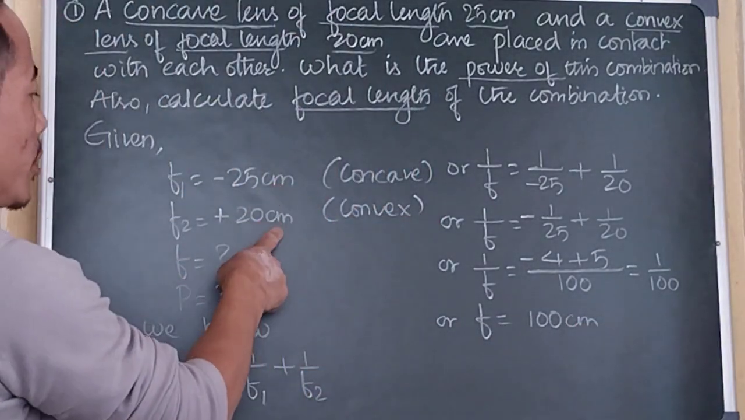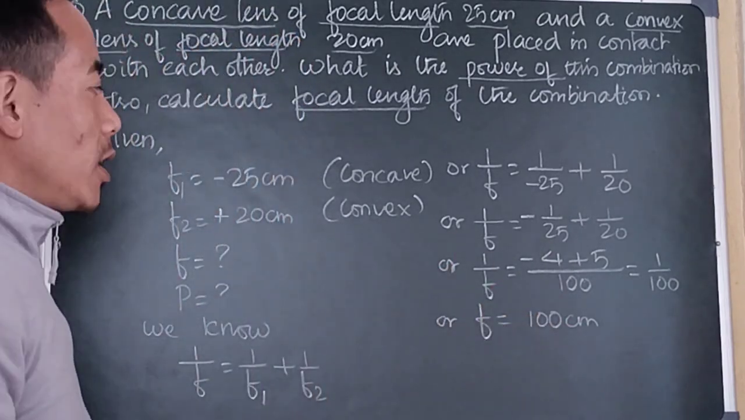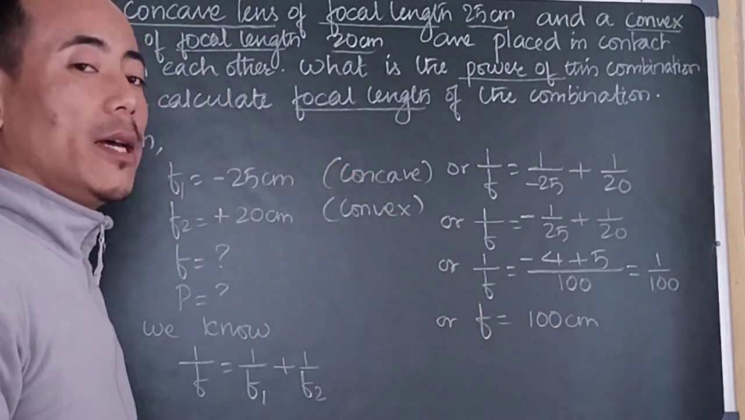Remember the unit here is centimeter. So it will be centimeter. So the equivalent focal length will be 100 centimeter.